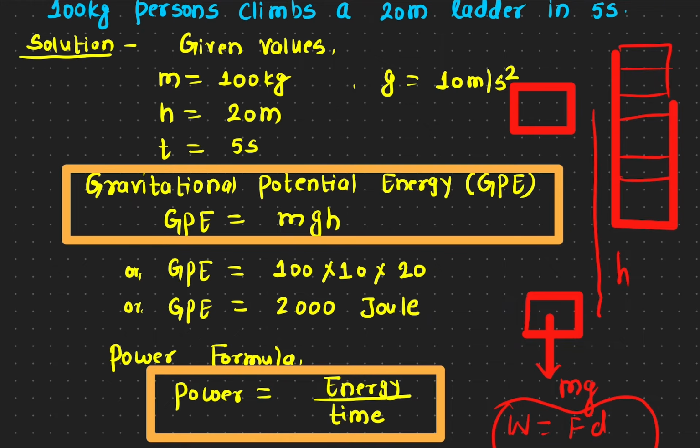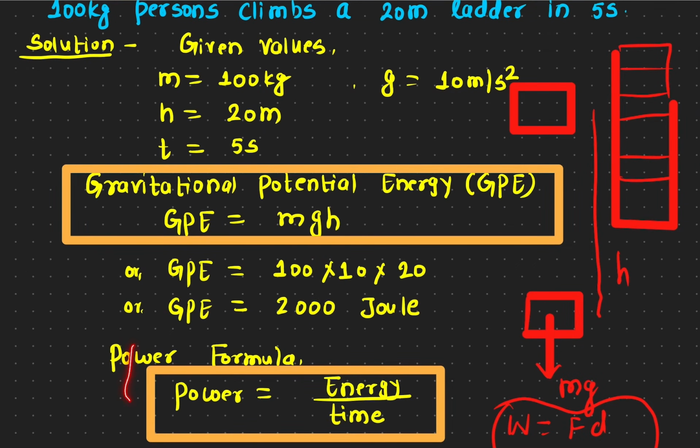So let's find out all the values here. m is 100 kilogram, g value is 10. Just for making the calculation easier, we have chosen g to be 10. You can write 9.81, that will be perfectly fine. And height is 20 meter, and this is 2000 joule. So remember, energy does not depend upon the time, but the power does.